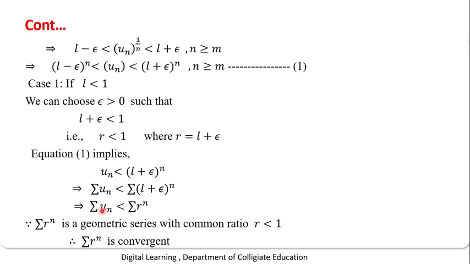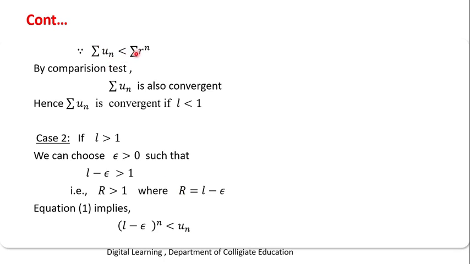Apply the summation on both sides. We get summation un is less than summation r to the power of n. In the previous classes, we already discussed the geometrical series test and also the P test. P series test or order test is in the form of 1 over n raised to P. Geometrical series test means it is in the form of r raised to n. Now, this represents the geometrical series with common ratio r, where r is less than 1. Therefore, summation r to the power of n is convergent. But summation of un is less than summation of r to the power of n, which is convergent. Hence, summation of un is also convergent according to the comparison test. Hence, we conclude that the given series summation of un is convergent if L less than 1.